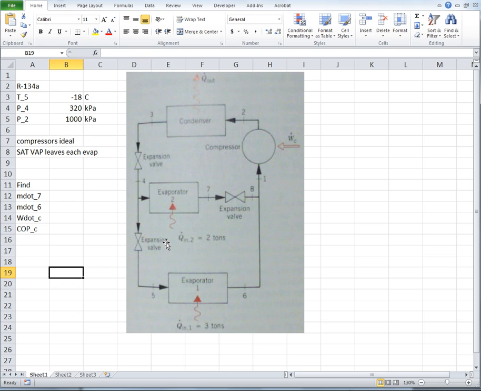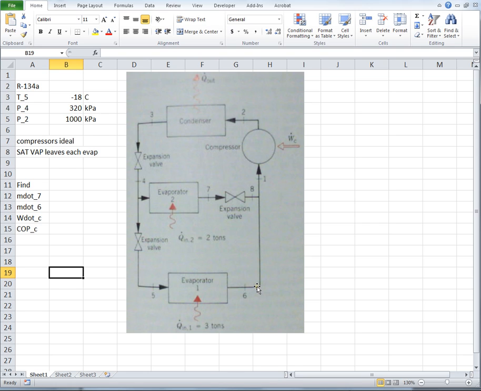So what this machine is designed to do is to provide refrigeration at 2 different temperatures. Evaporator 1 is at a low temperature, evaporator 2 is at a higher temperature, at 2 different temperatures with a single compressor. So there's one circulation loop for the working fluid, but there are 2 paths that the working fluid passes through. Some of it goes through evaporator 2 and some of it goes through evaporator 1.